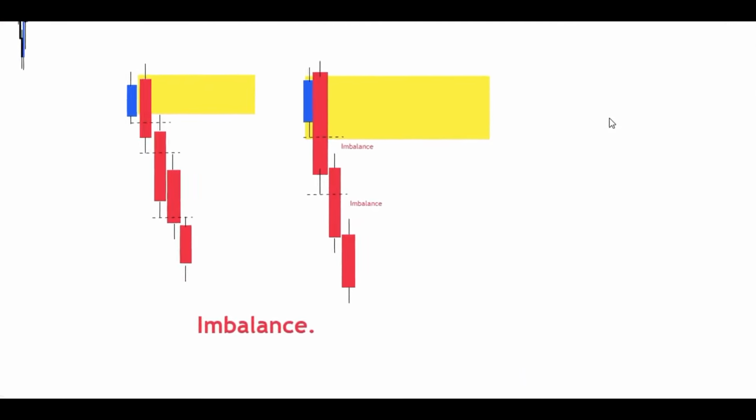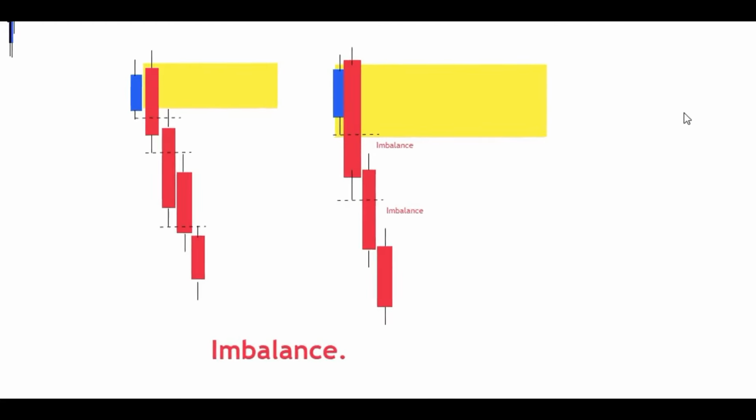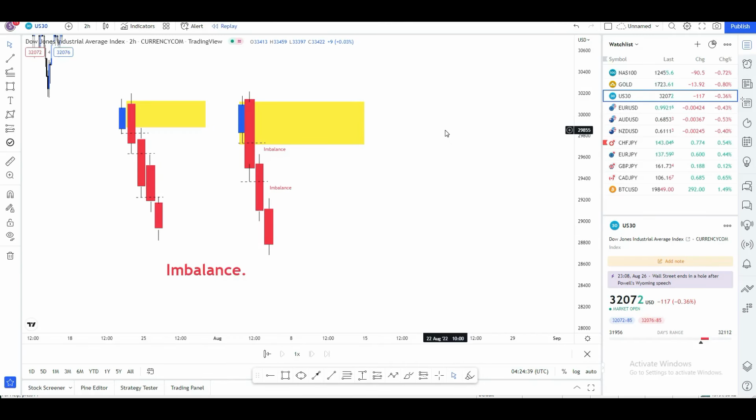In today's video we are going to talk about imbalance. For those people who do not know what imbalance is, put in simple terms, imbalance is basically the inefficiency between buyers and sellers. We're not going to go through all that explaining. We're going to keep it very simple and make it easier for you to apply this in your trading strategy.